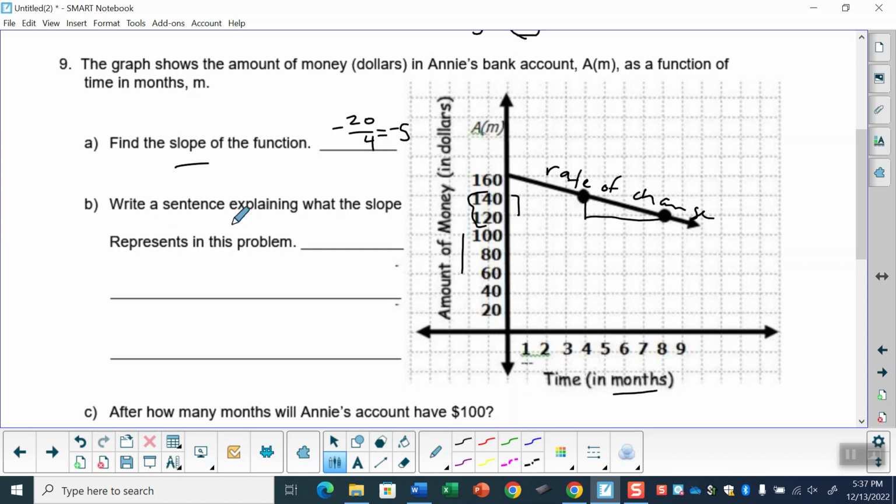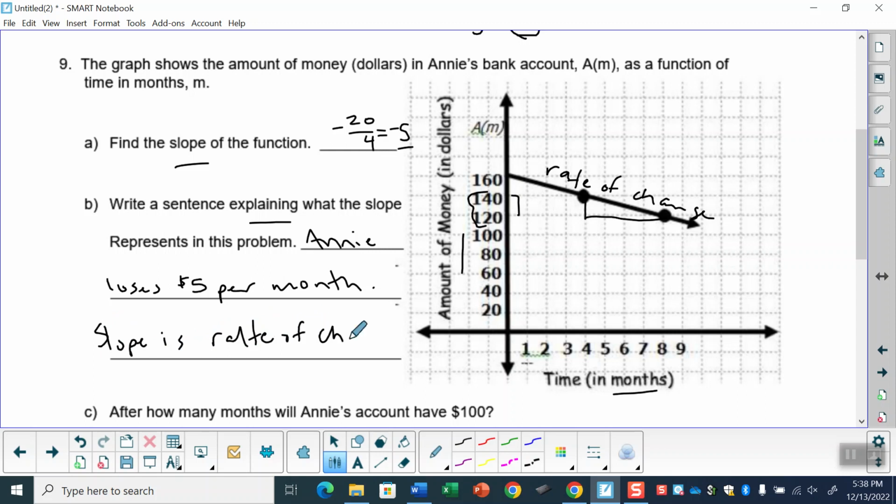So when you're answering this question, explaining what the slope represents, it says Annie loses $5, minus 5, per month. That is the rate of change. It's $5 per month. The slope is rate of change. Hopefully you can read that.